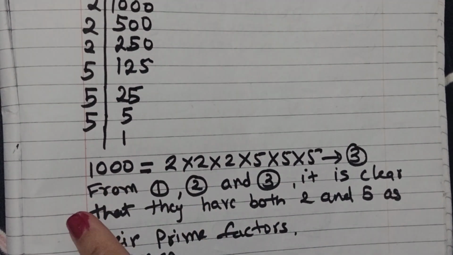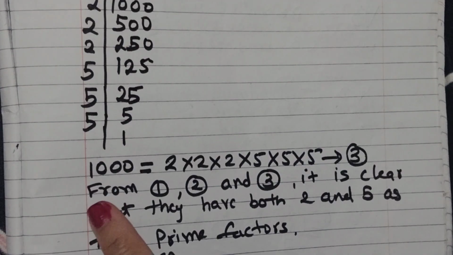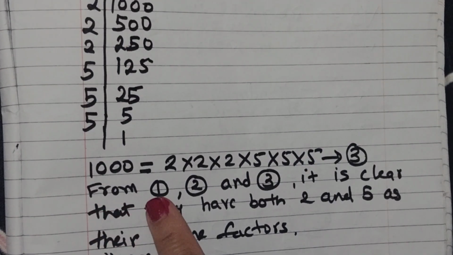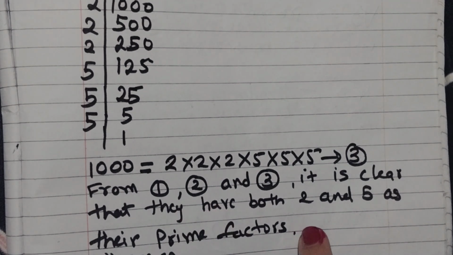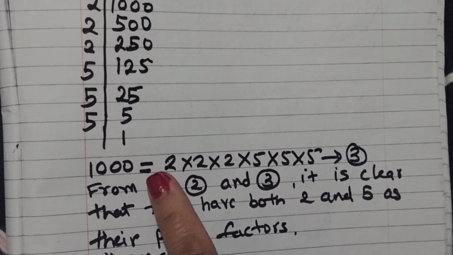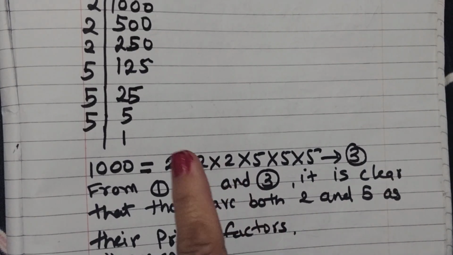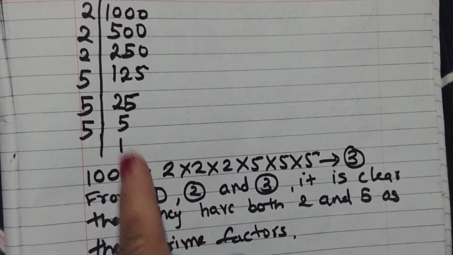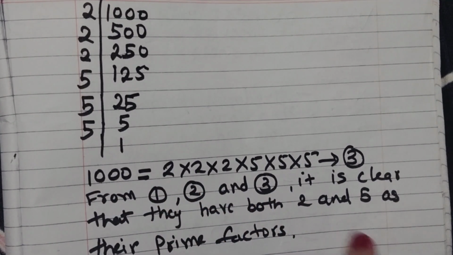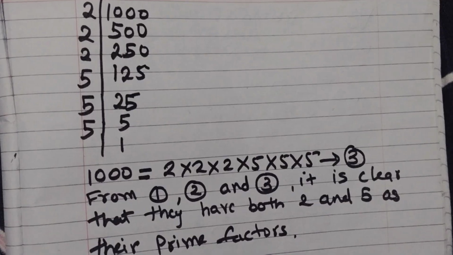By doing the prime factorization of 100, we see that it has 2 and 5 as its prime factors, and also in case of 10 it has 2 and 5 as its prime factors, and in case of 1000 also it has 2 and 5 as its prime factors. So in all these three cases they have 2 and 5 as their prime factors.